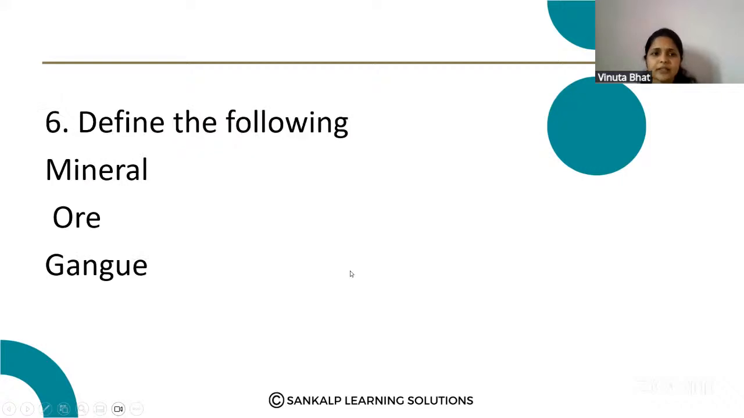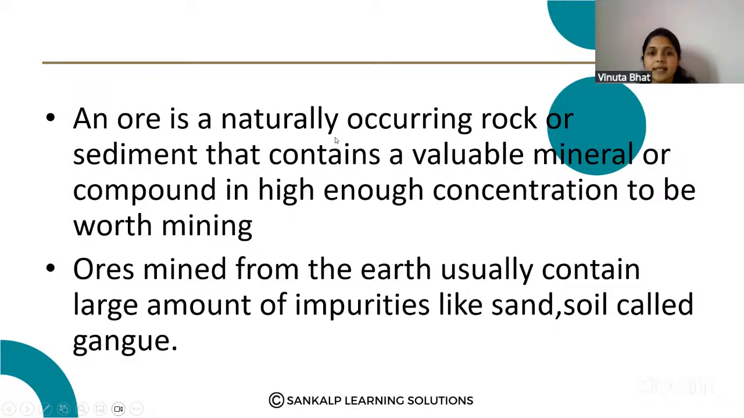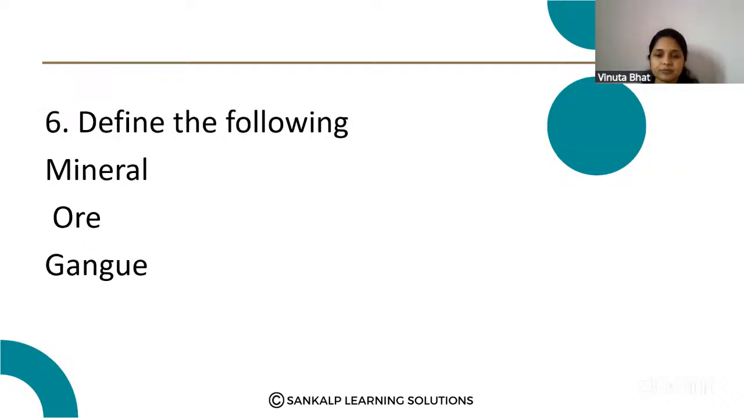Next question. Define the following: mineral, ore and gangue. An ore is a naturally occurring rock or sediment that contains a valuable mineral or compound in high enough concentration to be worth mining. So that is the definition of the ore.